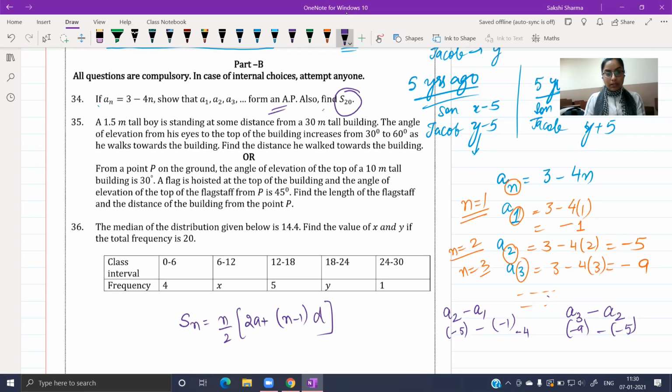35th question. I think both questions are from your exercise. Yeah, one is from the exercise and the other one is an example. This is a textbook question. This is a textbook example.